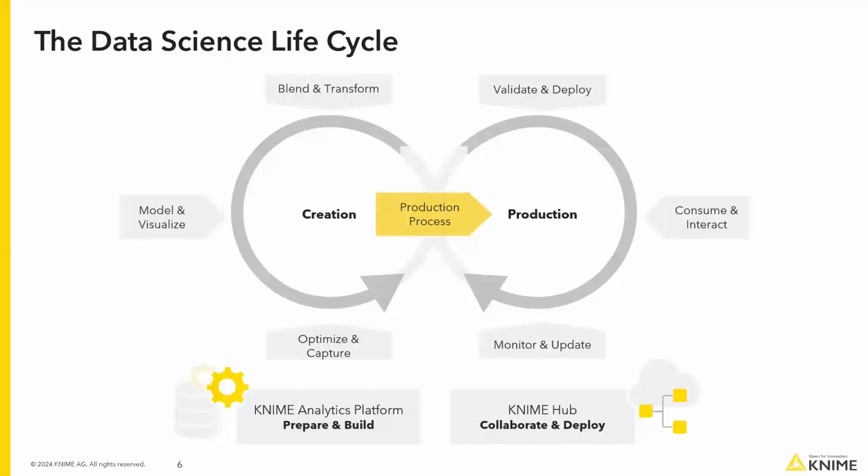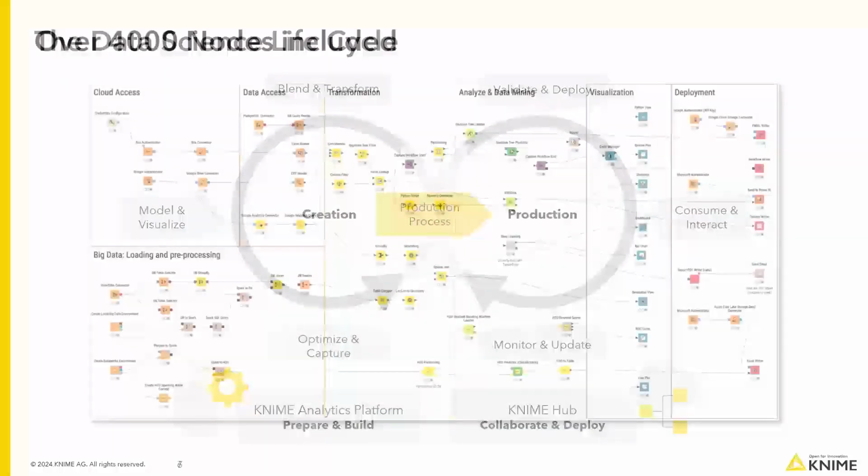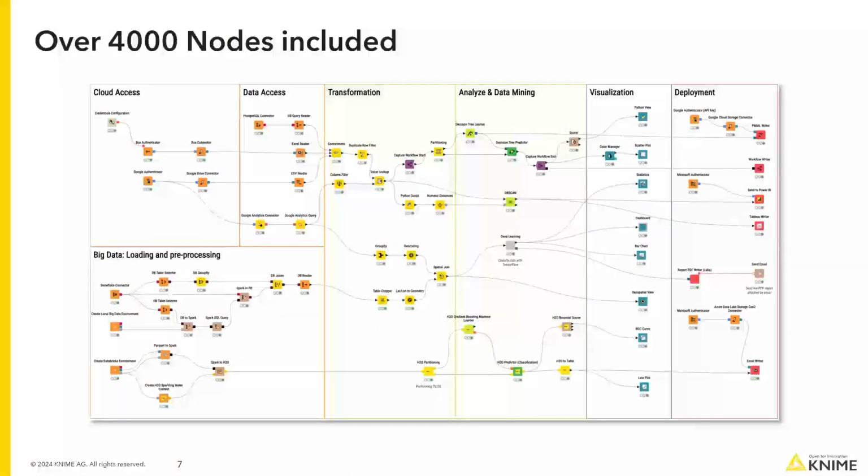KNIME software in general covers the whole data science lifecycle from creation to production. So we have two parts of the software. KNIME Analytics Platform allows you to prepare and build your data solutions, and KNIME Hub allows you to then deploy them in production. KNIME Analytics Platform has around 4,000 nodes for different tasks that you can perform on your data. You don't have to learn all of them, obviously. You just need to find the ones that can help you solve your problem. Let's just have a brief overview of what nodes we have there.